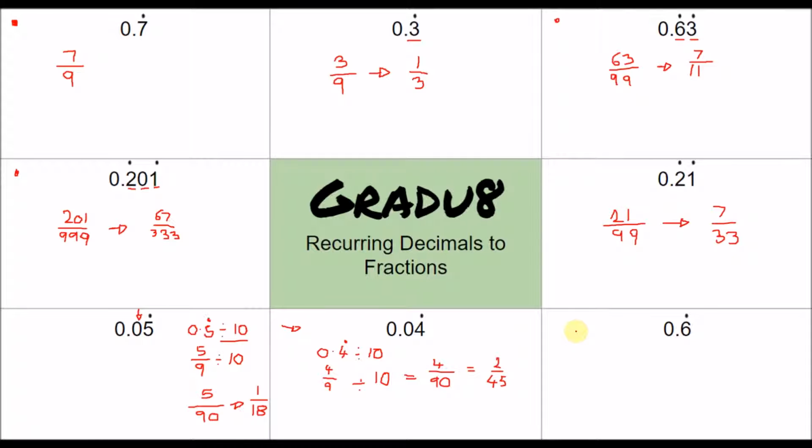This last one then, nothing's difficult about this question. It's just like the first ones we've had already, so it's a relatively nice one to finish on. You're going to get 6 over 9, which you know can simplify nice and easily to 2 over 3.